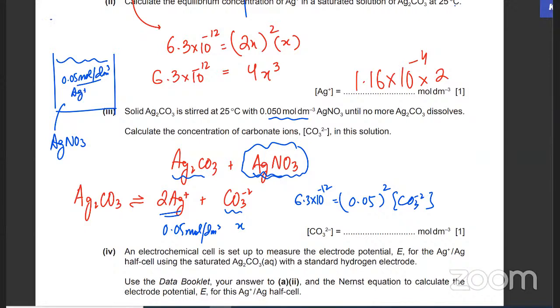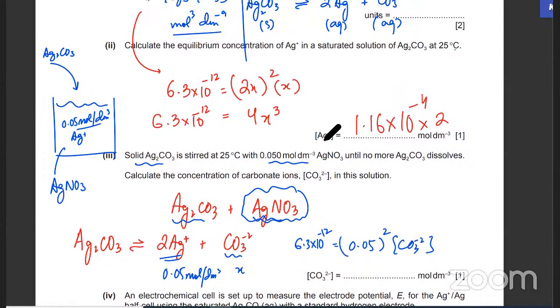Now, if I add solid Ag2CO3 to it, what will happen to the concentration of silver ions? It's going to increase, right? Because there's going to be some silver ions coming from here as well, right? Yes. The question is that if you add silver carbonate to it, the concentration of silver ions should increase.